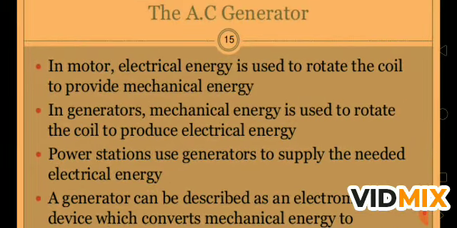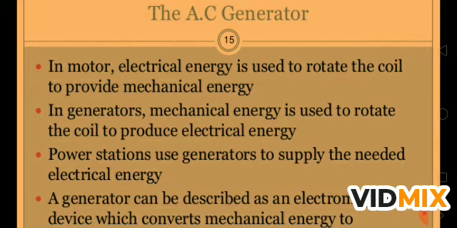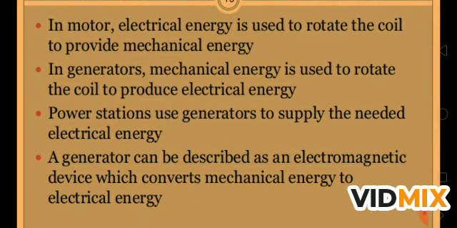So the AC generator versus the motor: what happens in a motor? Electrical energy is used to rotate the coil to provide mechanical energy. In a generator, mechanical energy is used to rotate the coil to produce electrical energy. So in a power station they use a generator to supply the needed electrical energy, and a generator can be designed as an electromagnetic device which converts mechanical energy into electrical energy. So this is the difference between the electric generator and the electric motor.